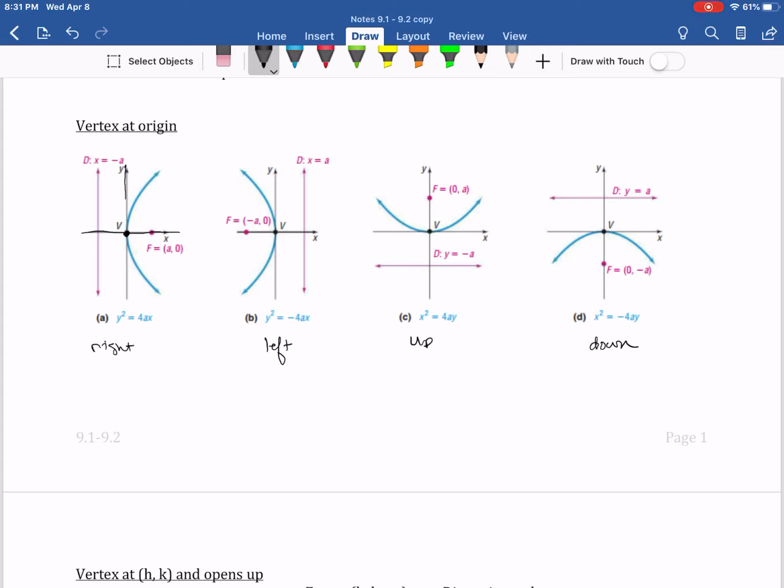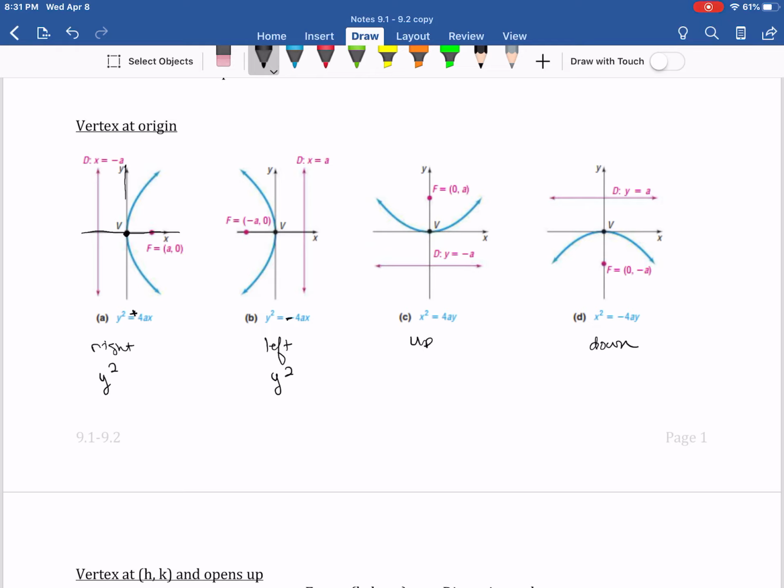And we are going to know from the equation of the parabola which way it's going to open. Whenever you have a y squared, the parabola is going to either open left or right. It's going to open to the right if y squared is equal to some positive quantity, and it's going to go left if it's equal to a negative quantity. Okay, so that's how you know if it should go left or right.